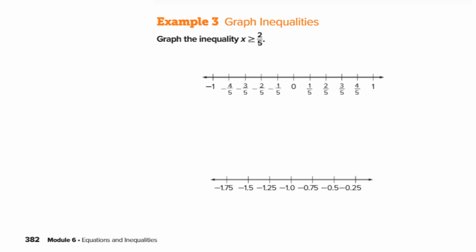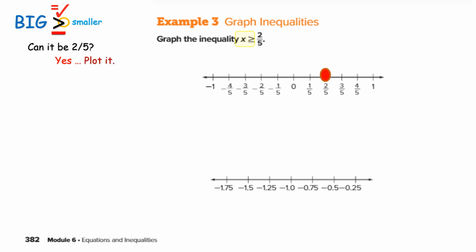Graph the inequality that x is greater than or equal to 2/5. So I'm going to focus in on my x is greater than or equal to. I'm going to ask my questions. Can it be 2/5? Yes, it can, since it's underlined. And since it's underlined, that means I'm going to plot it. How do I plot it? I circle it and then fill it in. So I'm looking for 2/5 on the right-hand side because it's positive 2/5. So I fill it in, I plot it on the number line.